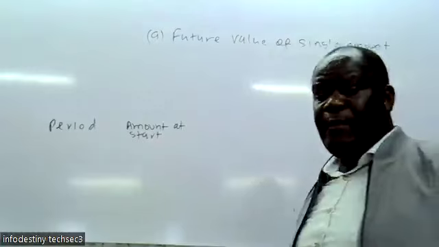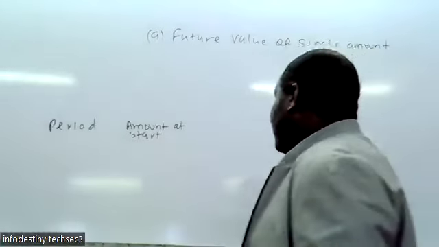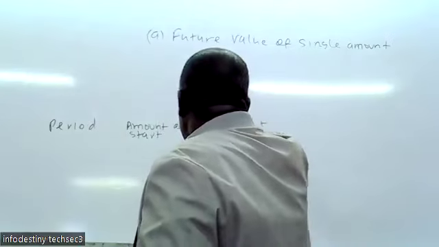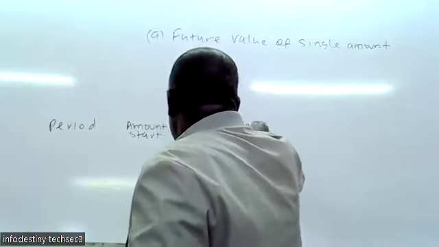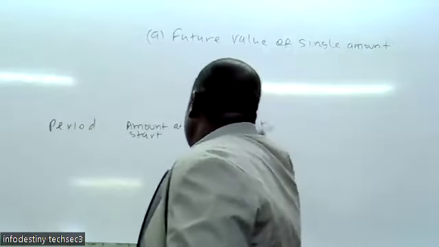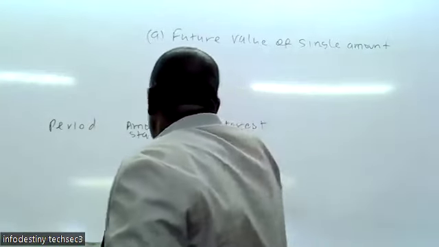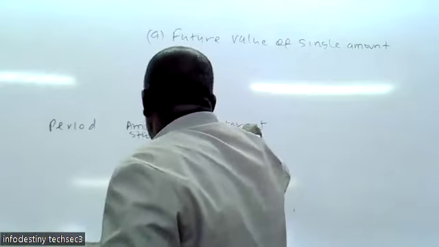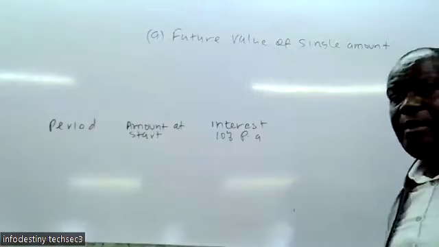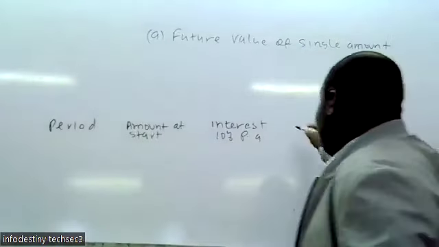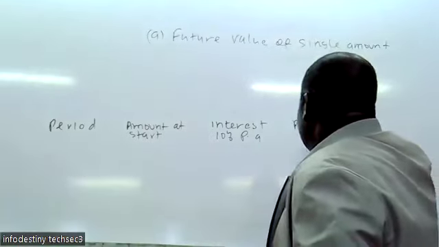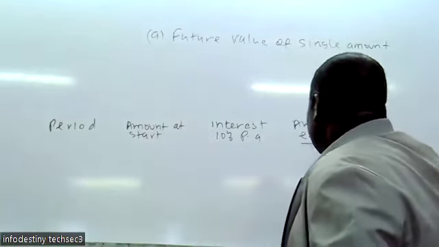Then apart from the amount at the start, then interest per annum, 10%. Interest at 10% per annum. Then interest, so that we get the amount at the end. Like that.